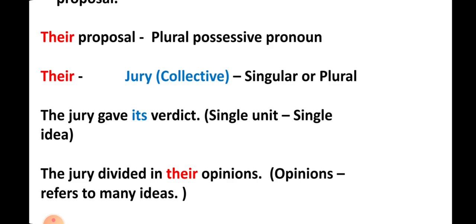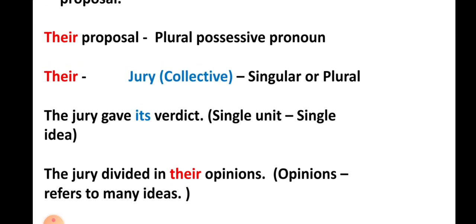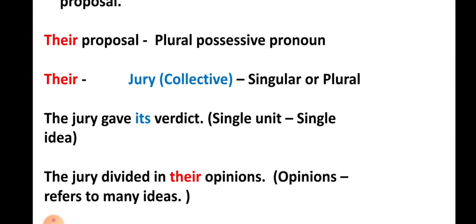So that means it has given its judgment. When the jury has given its judgment, you are referring to only one idea, judgment or thought. So jury is considered as a single unit here. But when I say the jury divided in their opinions, here I am not referring to one idea. When I say opinions, I am referring to different ideas of jury members. They have got different ideas, different thoughts and different opinions. They do not have a single opinion here.